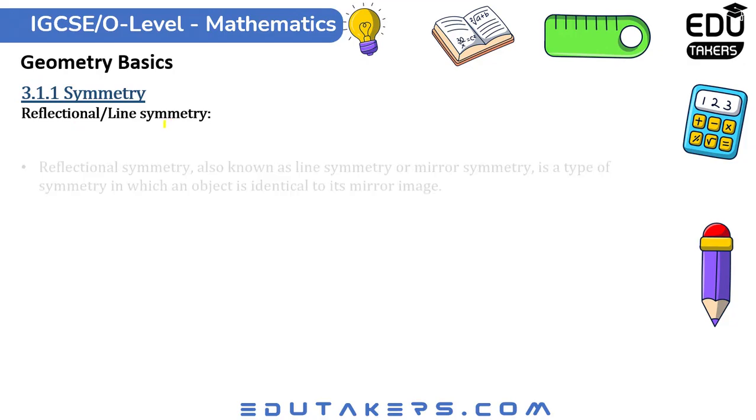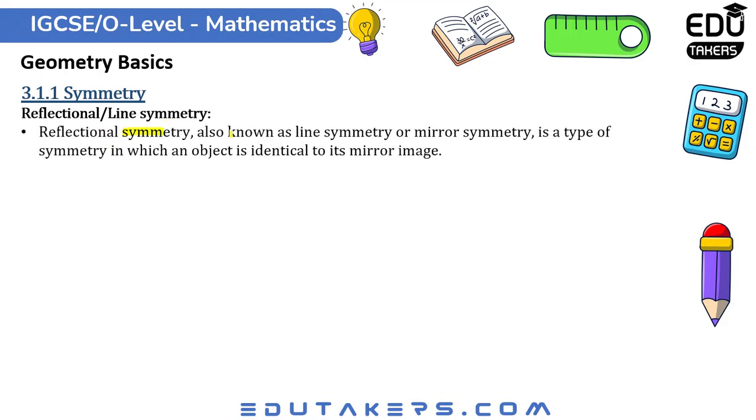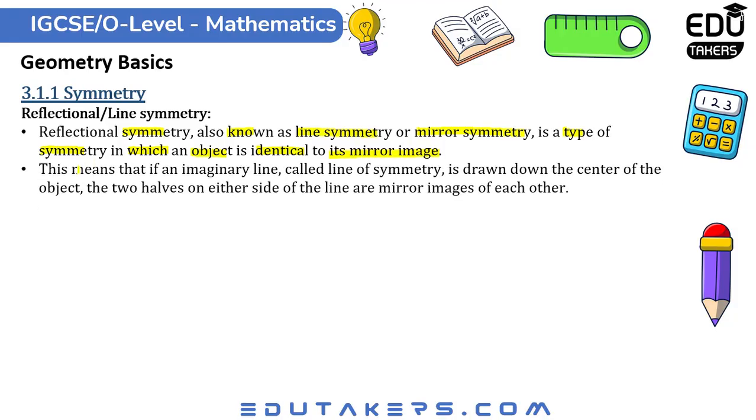Reflectional or line symmetry. Reflectional symmetry, also known as line symmetry or mirror symmetry, is a type of symmetry in which an object is identical to its mirror image. This means that if an imaginary line called the line of symmetry is drawn down the center of the object, the two halves on either side of the line are mirror images of each other.